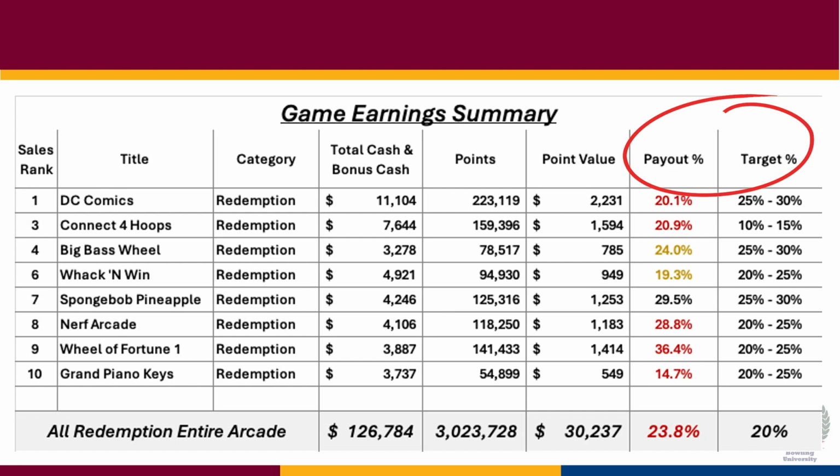And then at the bottom, you'll see the entire redemption arcade is running at 23.8 versus a target of 20. Okay, so it's not that bad, but when you're about 4% high, you need to look into what machines are causing that to happen. Okay?